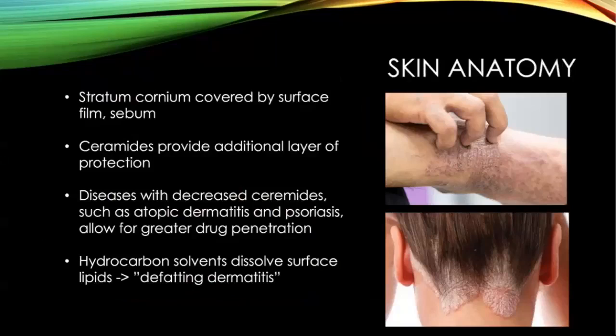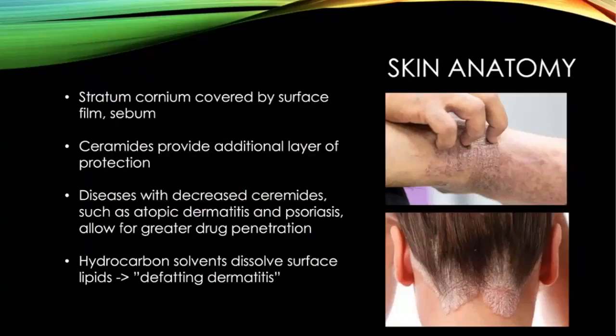The stratum corneum is actually covered by a surface film composed of something called sebum, which is really just a mixture of sweat and breakdown products of keratinocytes. This functions as an external barrier to protect from entry of bacteria, viruses, and fungi. There's another layer of protection, which are lipids called ceramides.